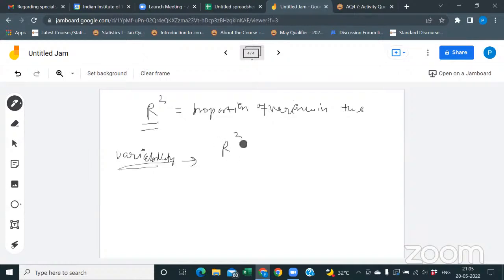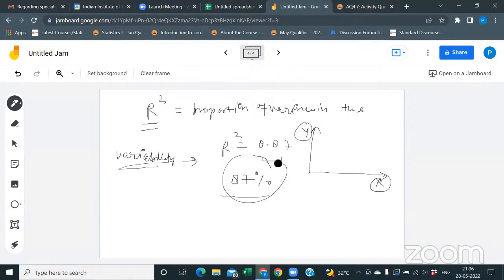Suppose R square is coming out to be 0.87. Then you will say there is 87% of variability in the data which is explained by your explanatory variable. Explanatory variable means the x-axis variable, and your y-axis variable is generally treated as the response variable.